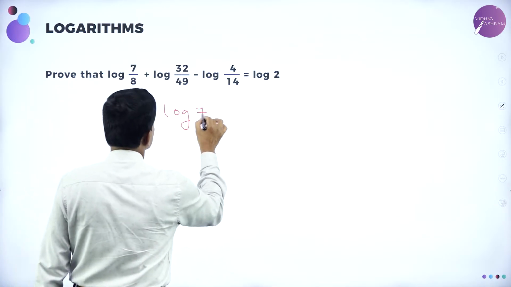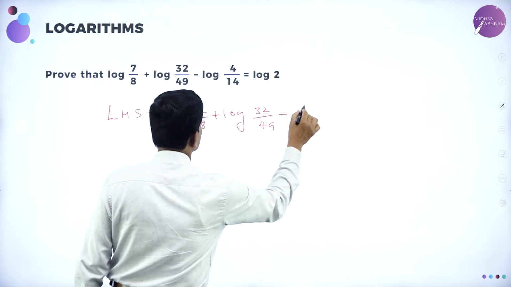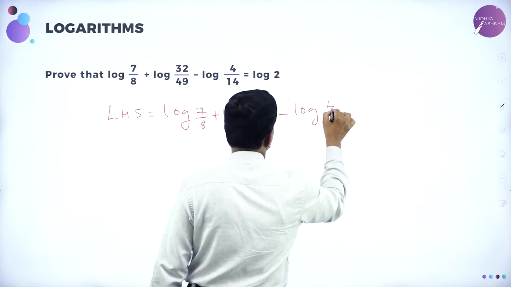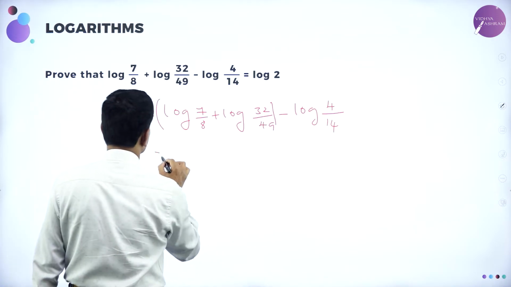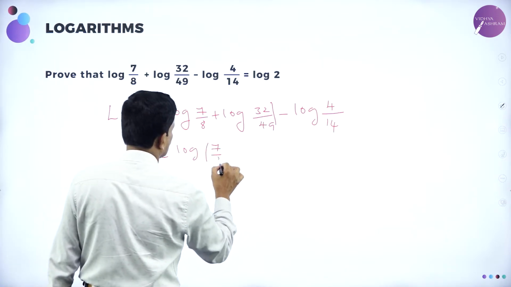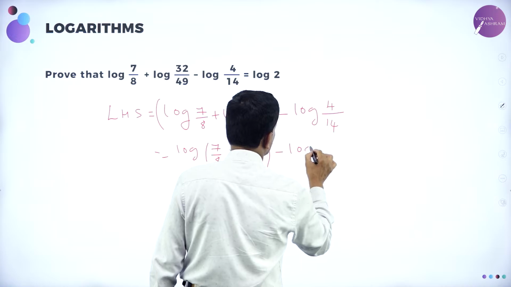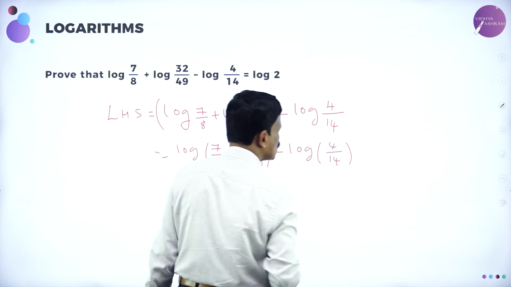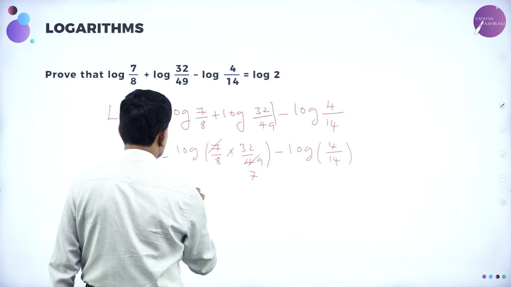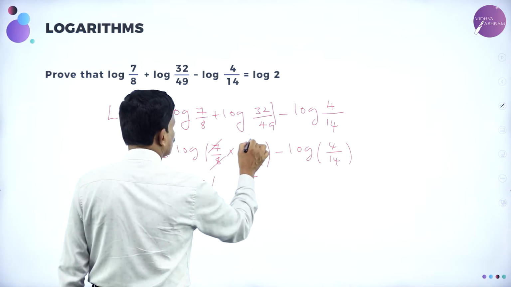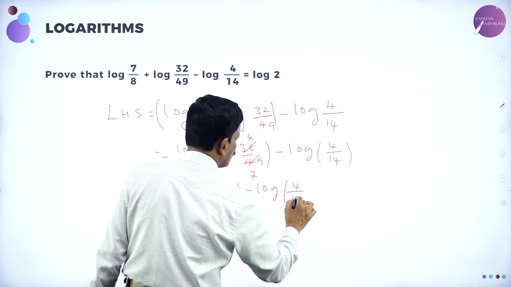Logarithm of 7 by 8 plus logarithm of 32 divided by 49 minus logarithm of 4 divided by 14. Now this is of the form log m plus log n. Log m plus log n is log m into n. 7 by 8 into 32 by 49 minus logarithm of 4 by 14 as it is. Okay. Now cancel the terms which get cancelled. These sevens get cancelled. Logarithm of 8 fours are 32. This is equal to log 4 by 7 minus logarithm of 4 by 14.